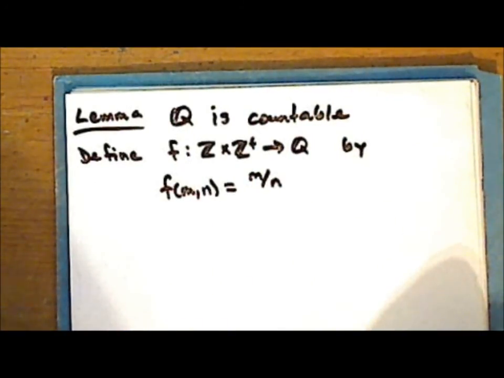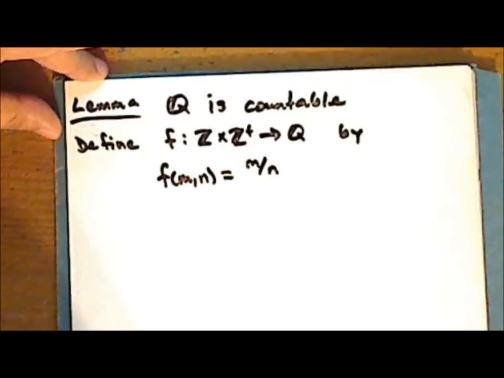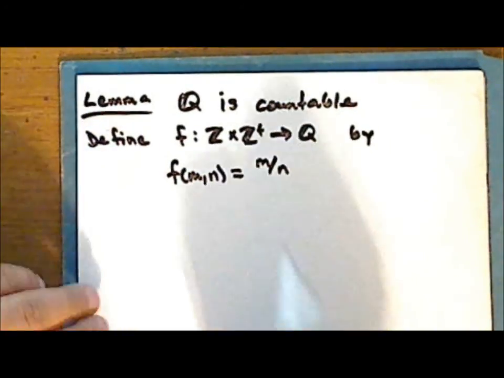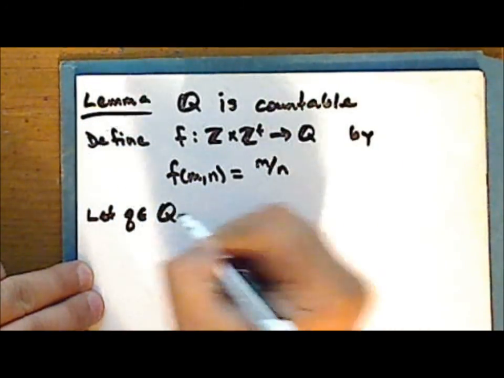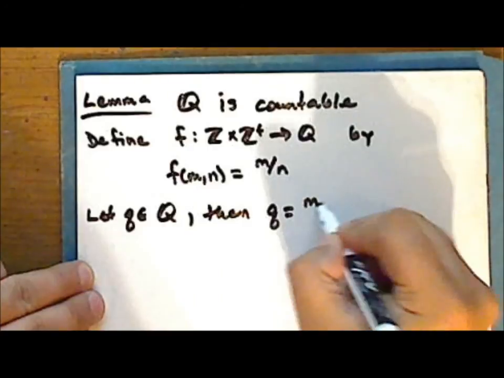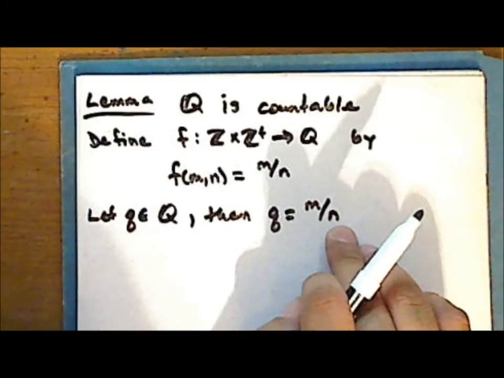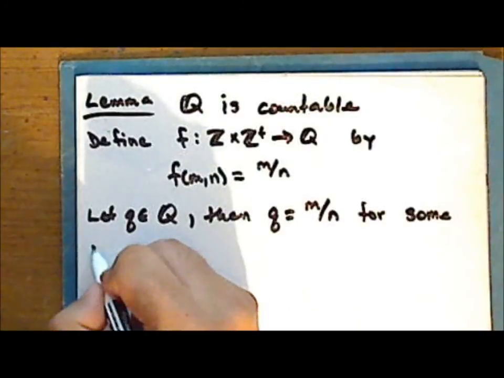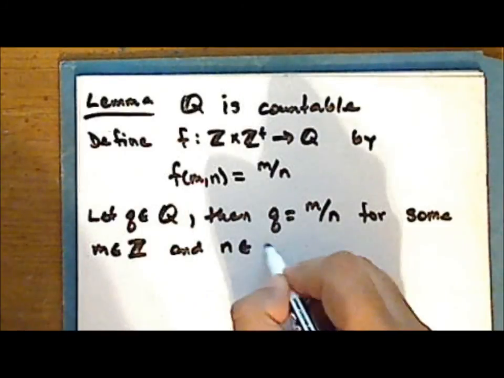Now, remember, every rational number can be expressed as a ratio of integers, but that representation as a ratio of integers need not be unique. But if we let the number q be a rational number, then this number q is represented by the ratio of integers m to n, where the integer n is not 0, and this is true for some element m, which is any integer, and the element n, which is a positive integer.